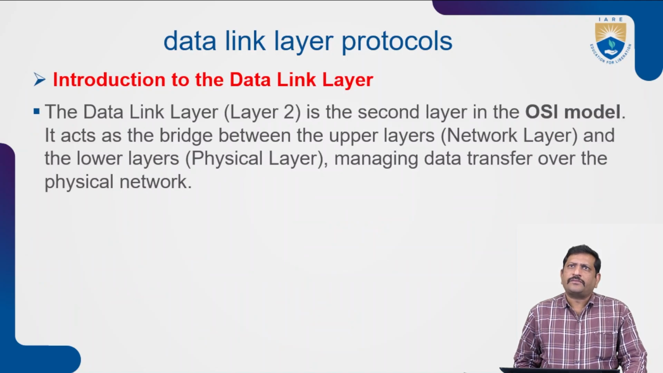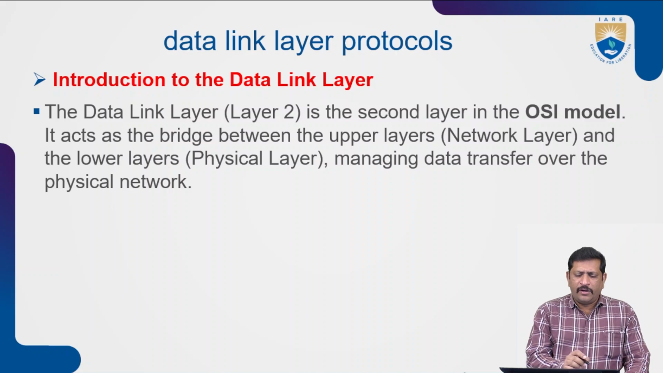Here is an introduction to the data link layer. The data link layer is the second layer in the OSI reference model. This layer acts as the bridge between the upper layer, that is the network layer, and the lower layer, the physical layer.